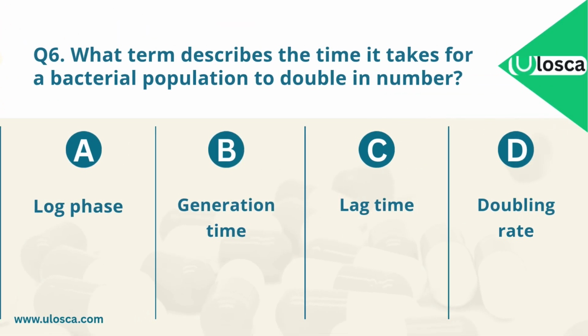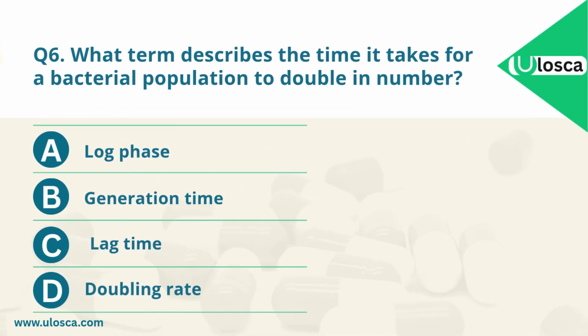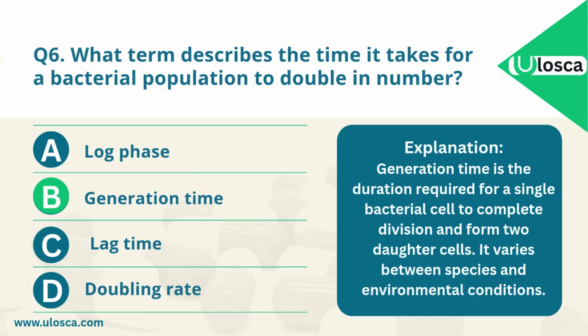Question 6. What term describes the time it takes for a bacterial population to double in number? A. Log phase. B. Generation time. C. Lag time. D. Doubling rate. Which one is the correct answer? The correct answer is B. Generation time. Explanation. Generation time is the duration required for a single bacterial cell to complete division and form two daughter cells. It varies between species and environmental conditions.